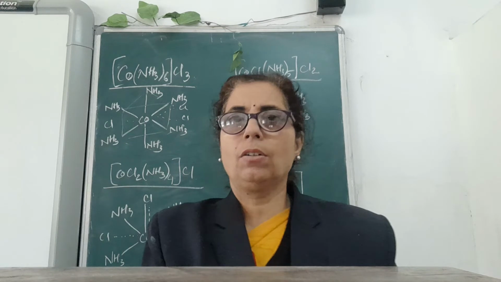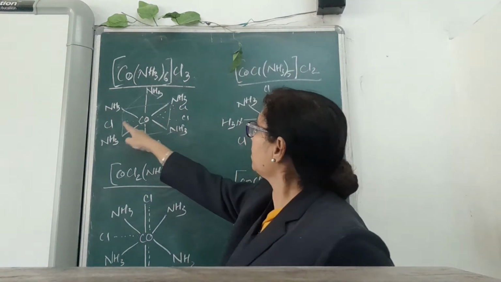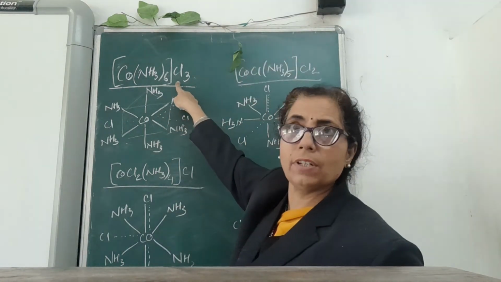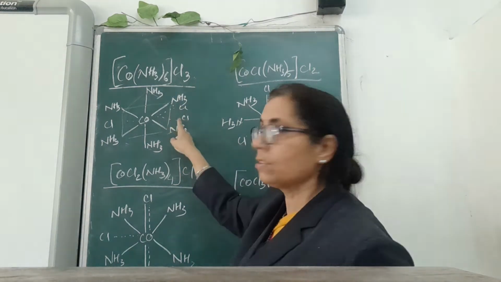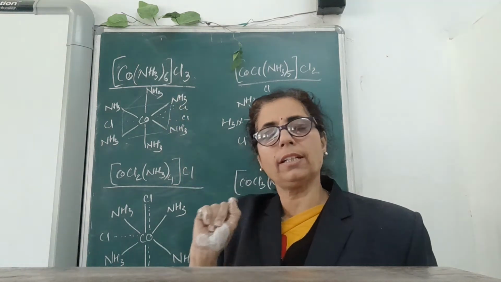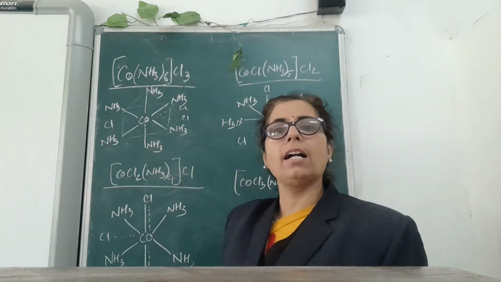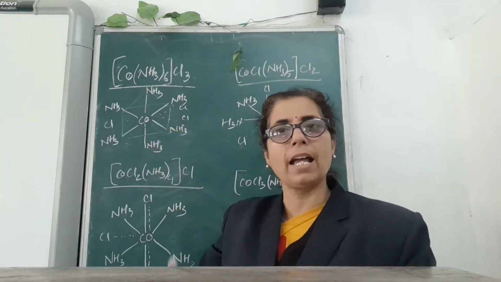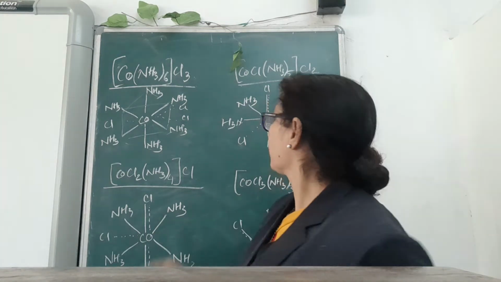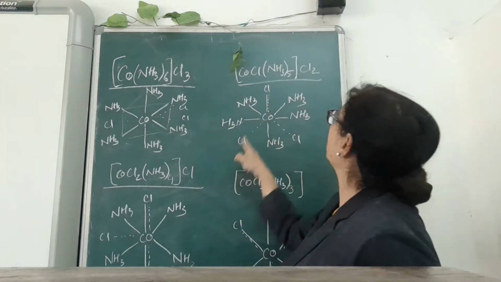Okay. And the rest, the 3 chlorine counter ions, have also been written here, but with a dotted line. This dotted line indicates that these are ionizable. They can be ionized. They can be removed. Okay. See the second structure, it is here.